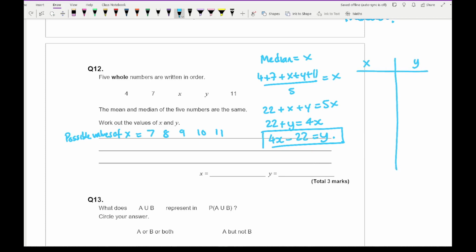So when x is 7, well, 7 times 4 is 28, and 28 take away 22 gives me 6. So that's not going to work because y needs to be bigger than x. So when x is 8, then I get 4 times 8, which is 32, take away 22, which gives me 10. And that does work. So that means that x equals 8 and y equals 10.